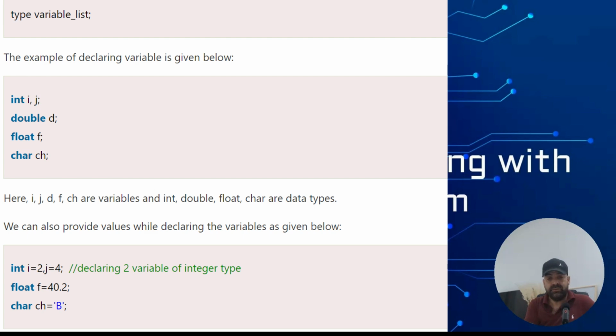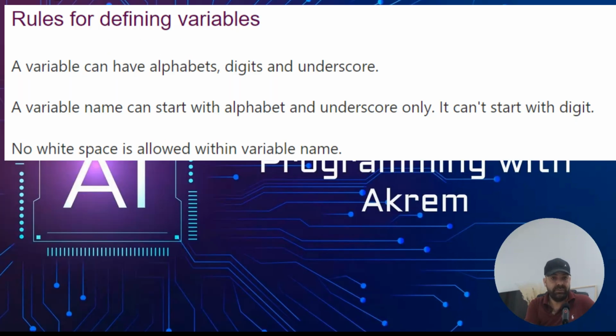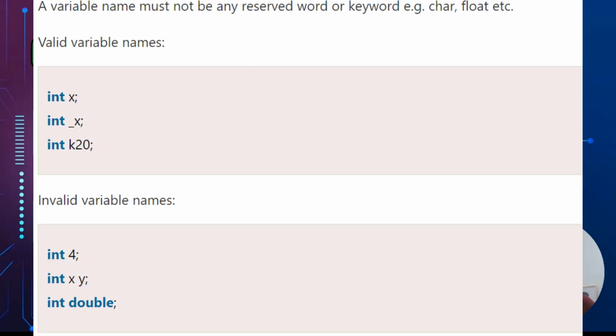Rules for defining a variable: A variable can have alphabets, digits, and underscore. A variable name can start with an alphabet or underscore only. It cannot start with a digit. White space is not allowed within a variable name. A variable name must not be any reserved word or keyword, for example char or float etc. Valid variable names are int x and so on. Invalid variable names are there.